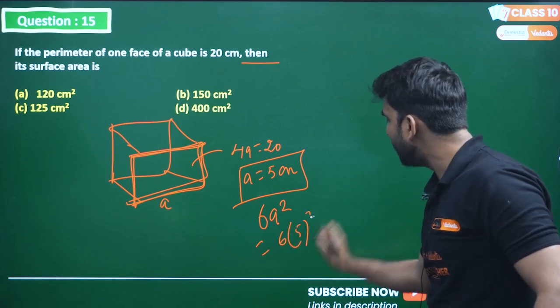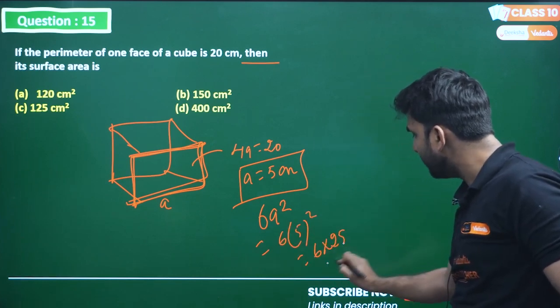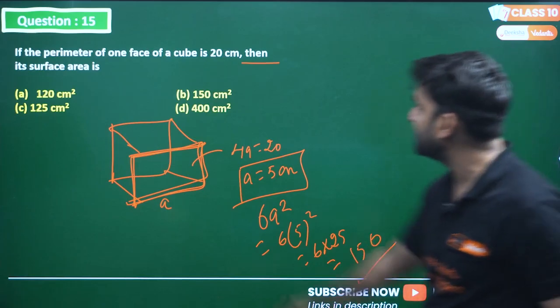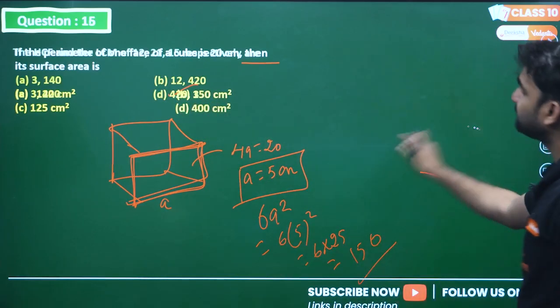6 into 5 square, 6 into 25. Can we multiply? So 6 times 5 is 30, carry 0. 6 times 2 is 12, so 150 is the answer. Yes, option number B. Moving to next question.